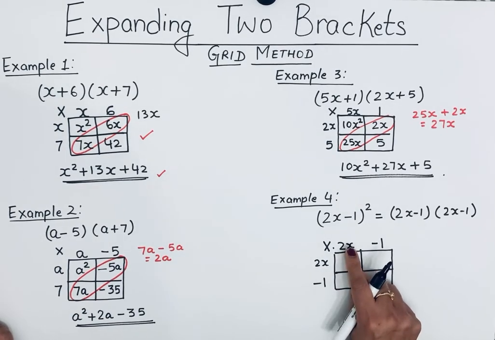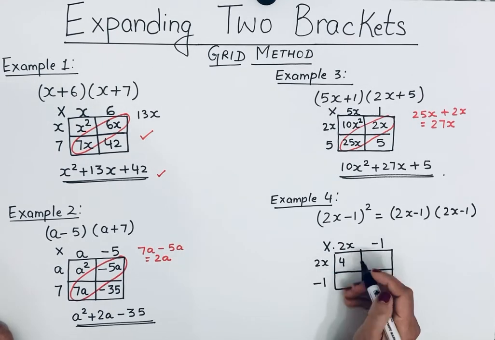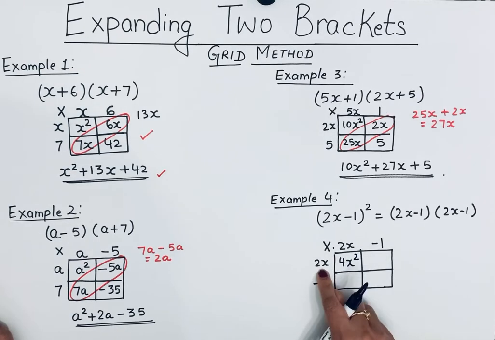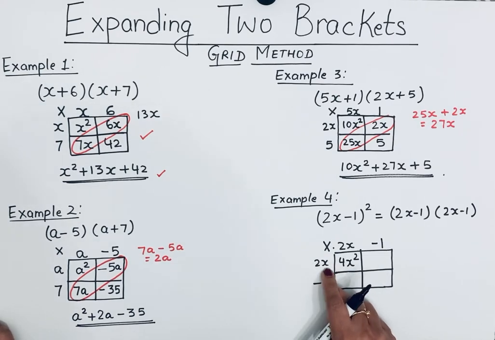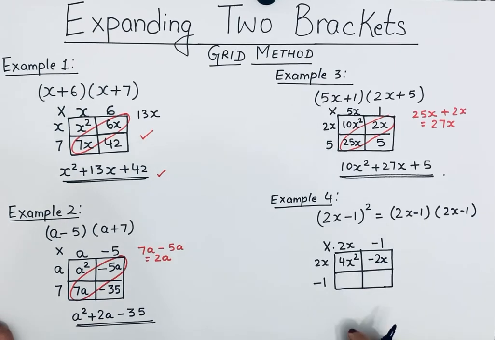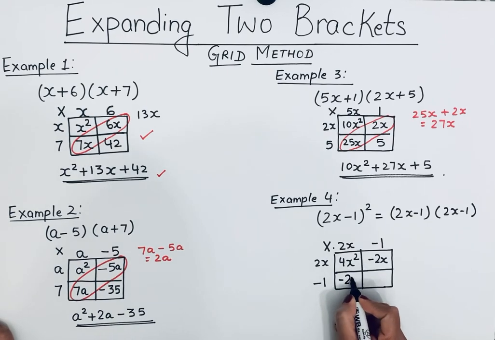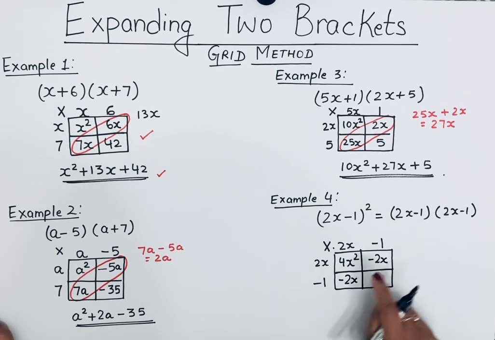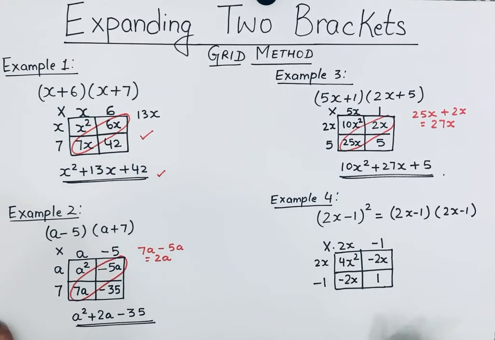2x times 2x. Remember, number times number, variable times variable. 2 times 2, 4. x times x, x squared. So 2x times 2x, that's 4x squared in the first box. Then 2x times negative 1, that's negative 2x. Negative 1 times 2x is negative 2x. Negative 1 times negative 1. Negative times negative is positive. So negative 1 times negative 1 is a positive 1.